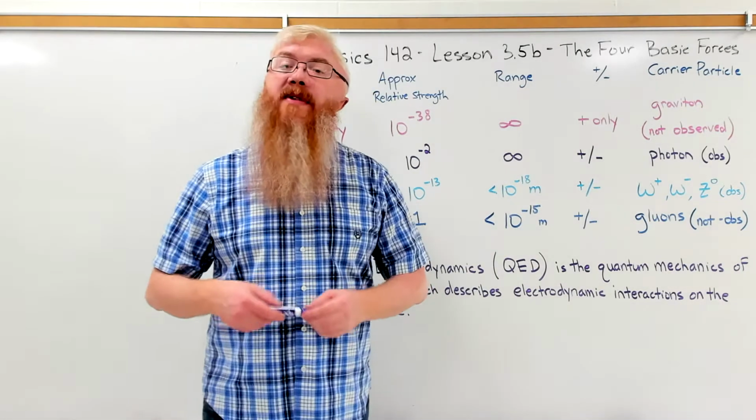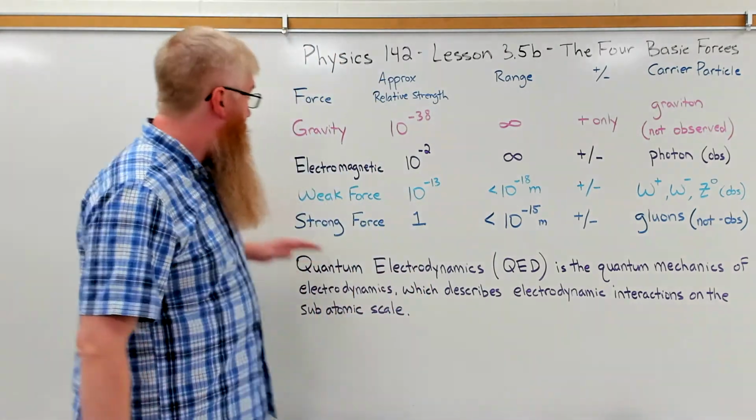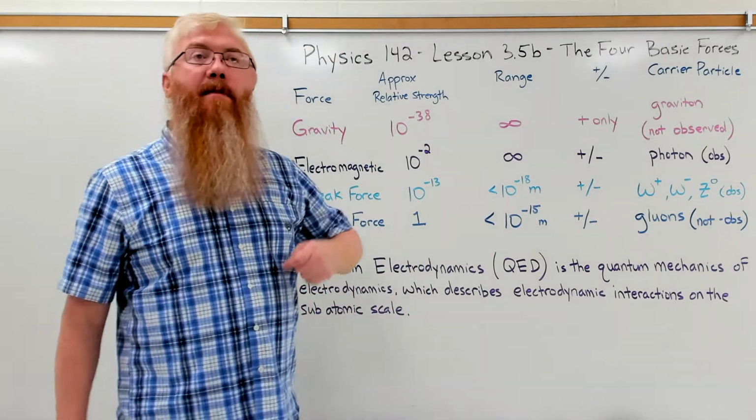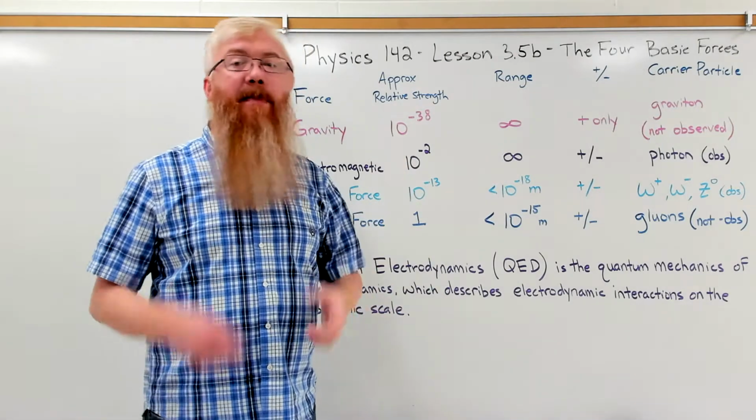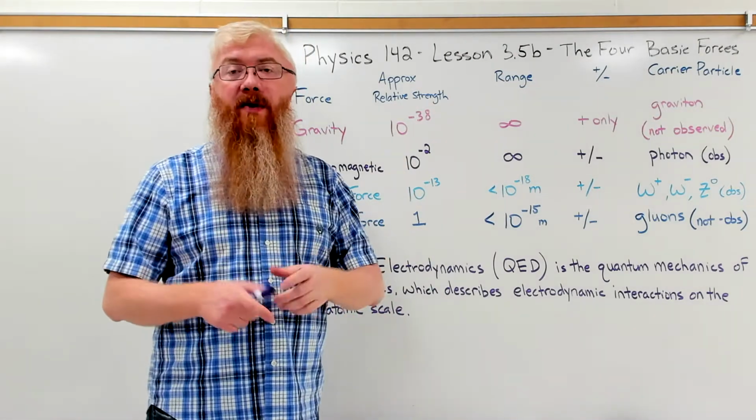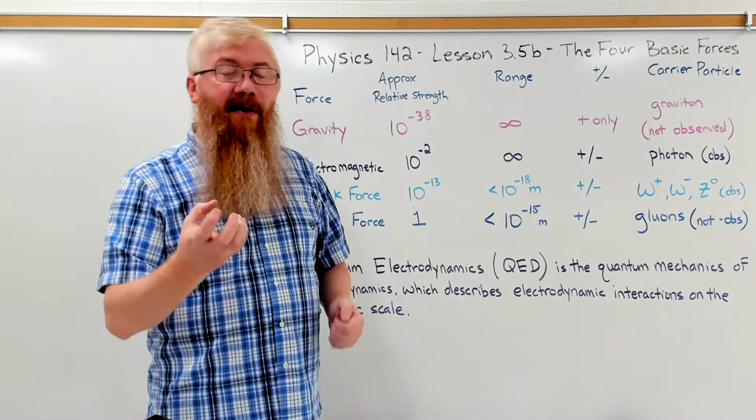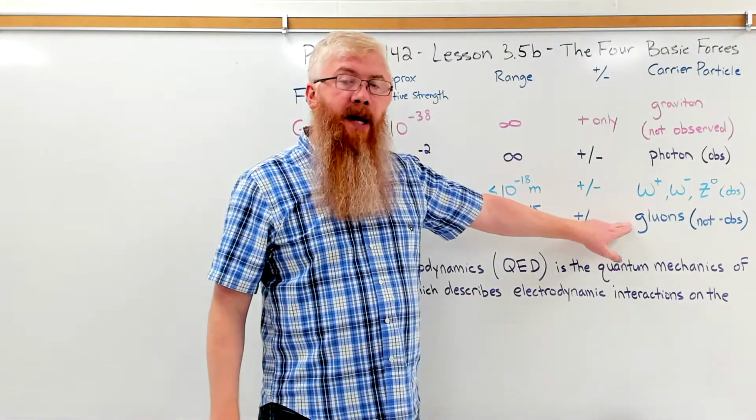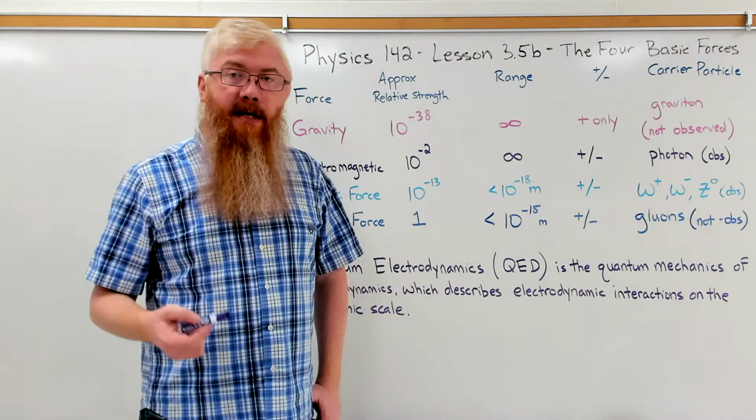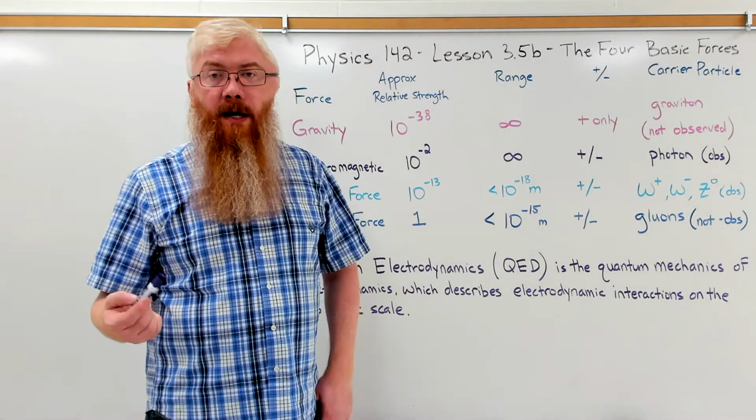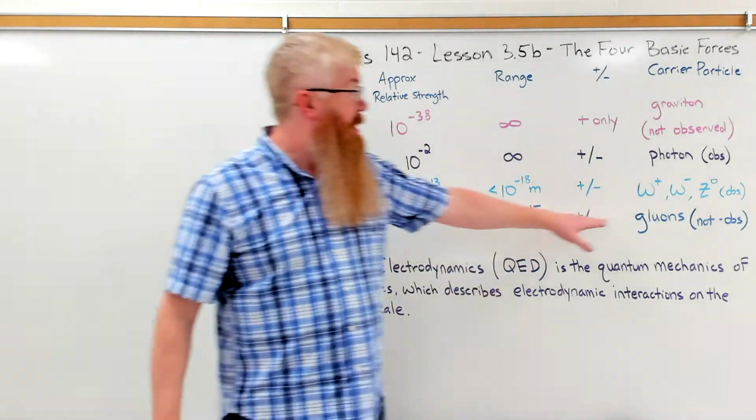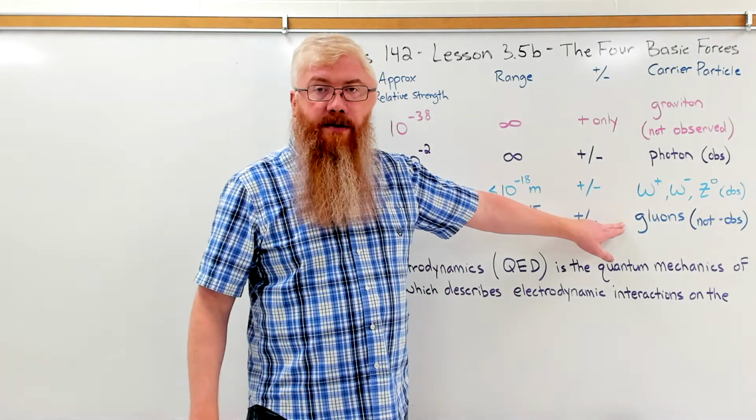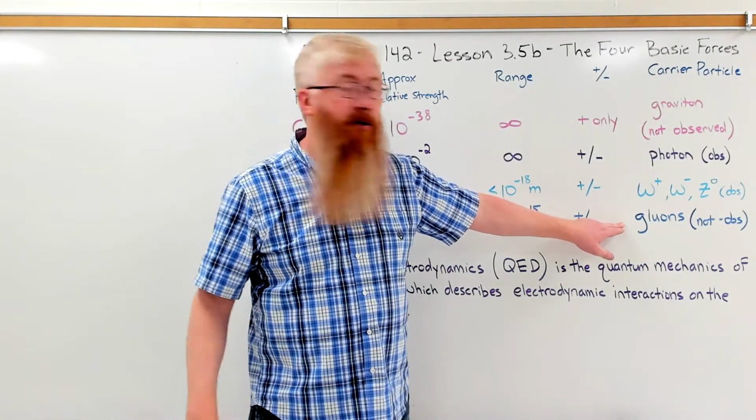Now, we talked in the previous video about carrier particles. For the strong force, we said pions were the carrier particle, but pions are actually thought to be made up of smaller particles called gluons. Now, we've detected pions in particle accelerators. However, we have not yet observed gluons. So these are theoretical or conjectured particles.